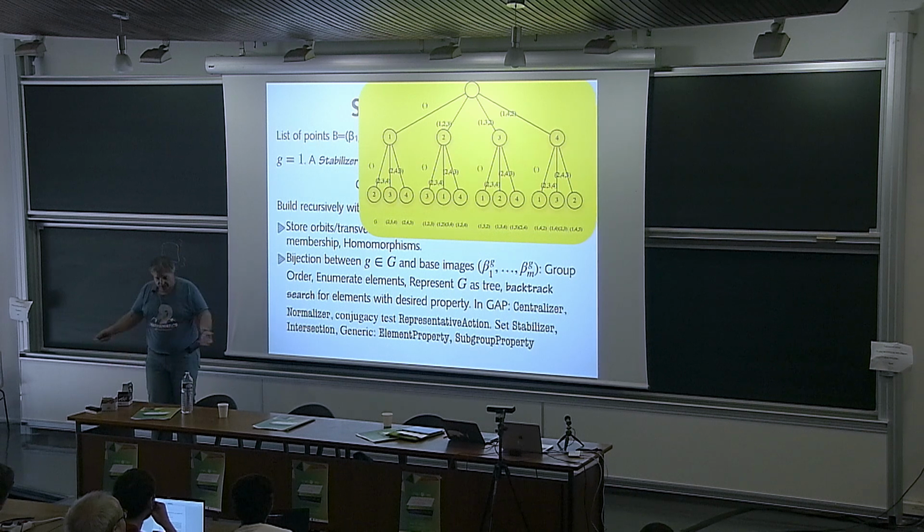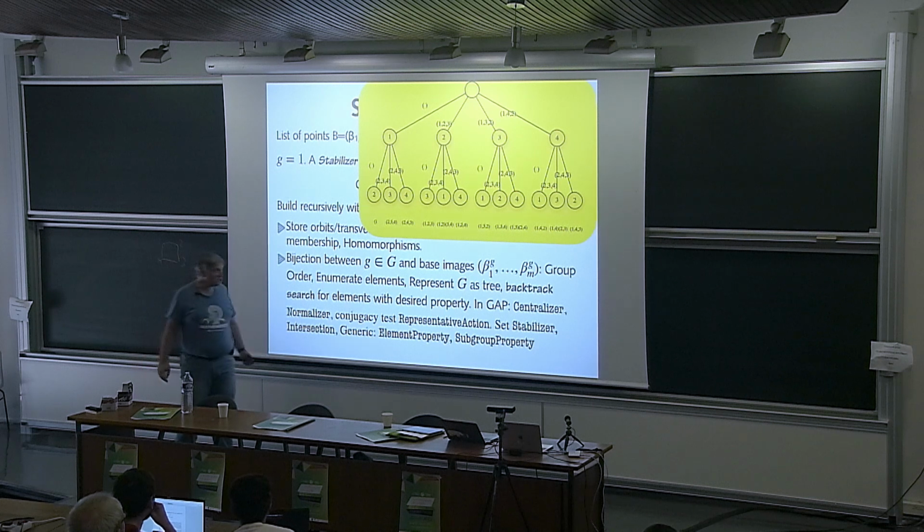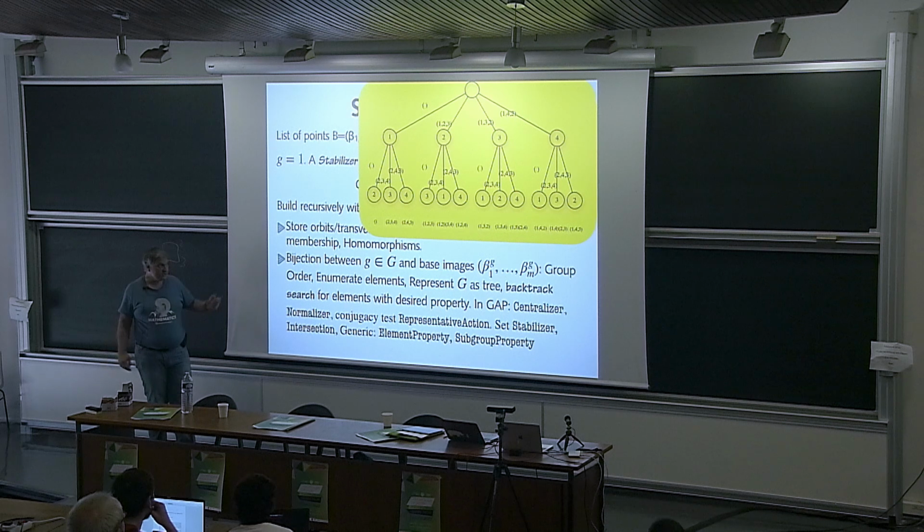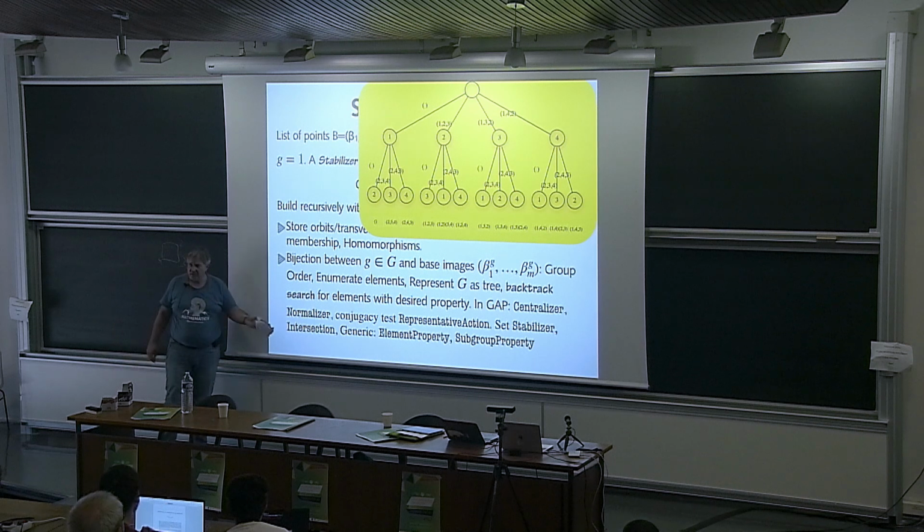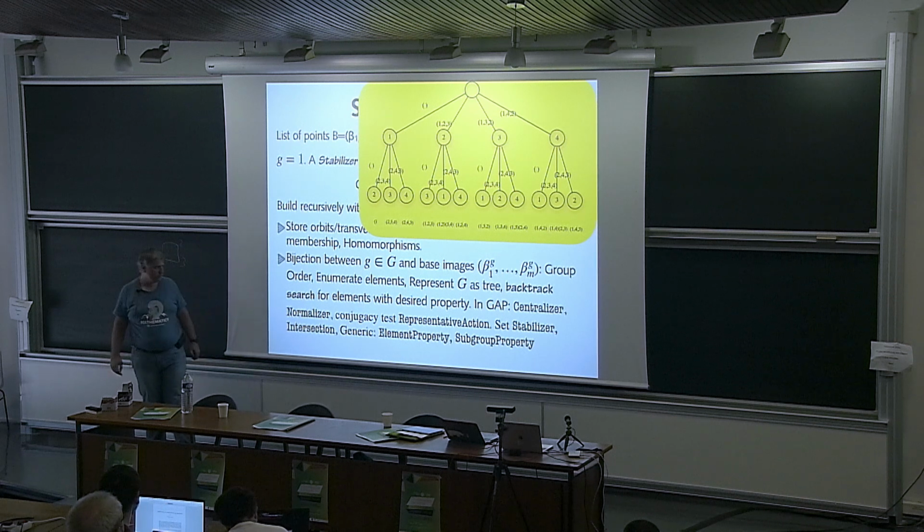If I want an element with a particular property, I can run through all elements and test whether I find an element with this property, or to find a subgroup with a particular property. And such a search is called a backtrack search. It is used in GAP, for example, to calculate the centralizer of elements in a permutation group, or to calculate the normalizer of a permutation group.